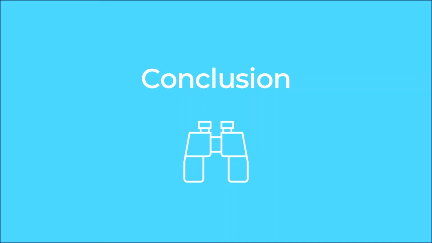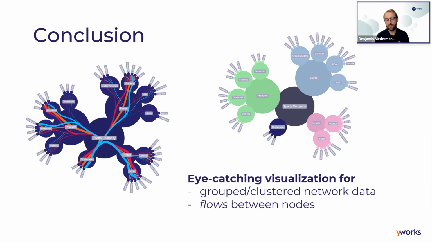Yeah, this brings me to the conclusion of this webinar. In this webinar, you have seen a very eye-catching visualization for grouped and clustered network data. So whenever you have some kind of tree-like hierarchic data, maybe very large data that you would like to visualize, you can think about using the Cactus Group layout. Especially if you want to visualize further information, so for example, flows between nodes, but also other relations. And with this, I would like to end the webinar.